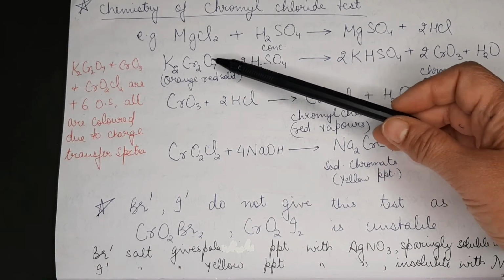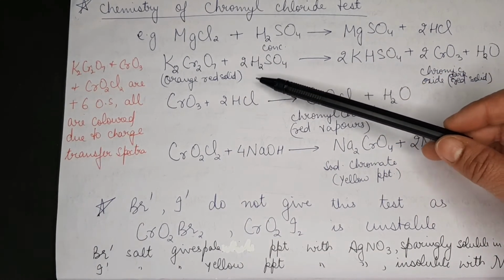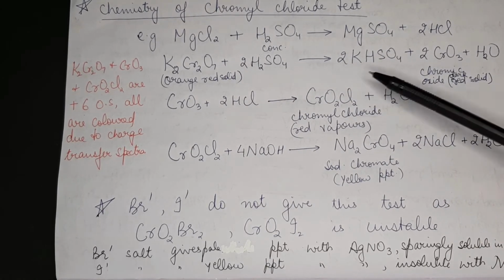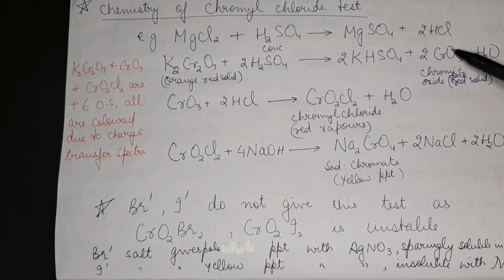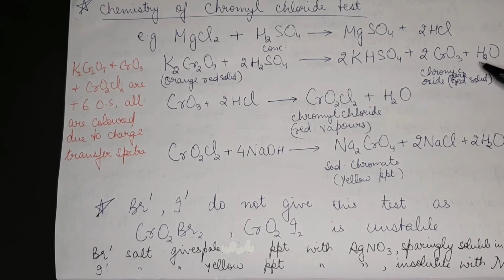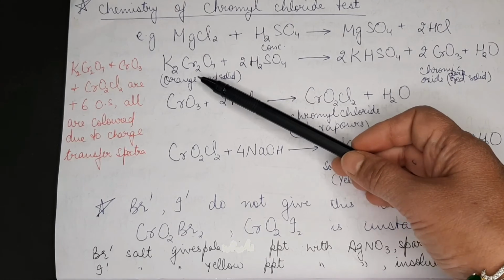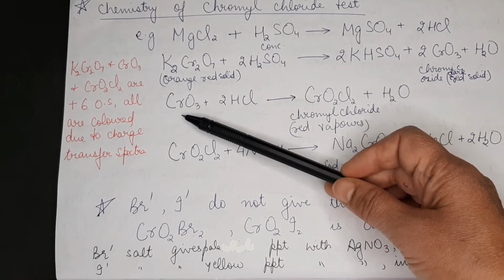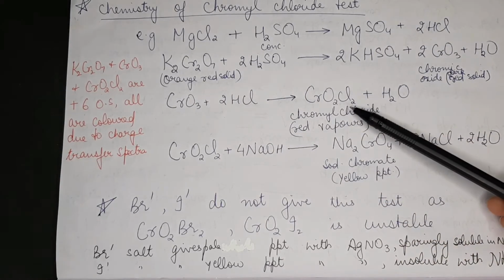When you add orange red solid potassium dichromate to this with sulfuric acid, we are going to get this component, CrO3. CrO3, chromic oxide, is again a red solid. This is a dark red or reddish brown solid, whereas dichromate was an orange red solid. These colors are very important. So this CrO3 plus HCl is going to give chromyl chloride.